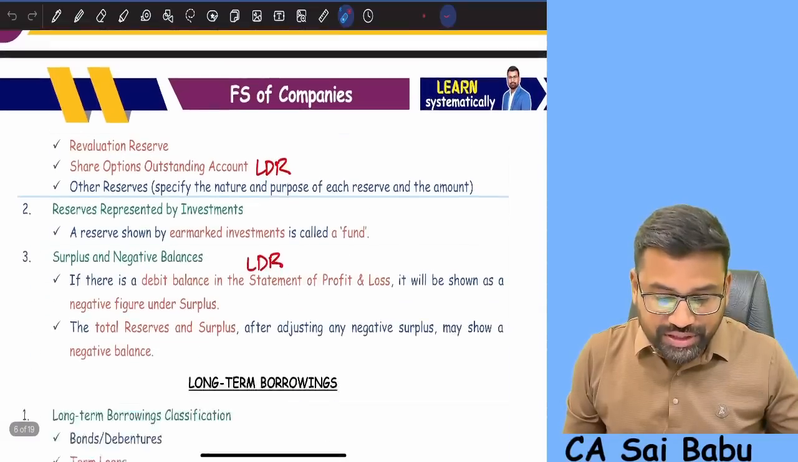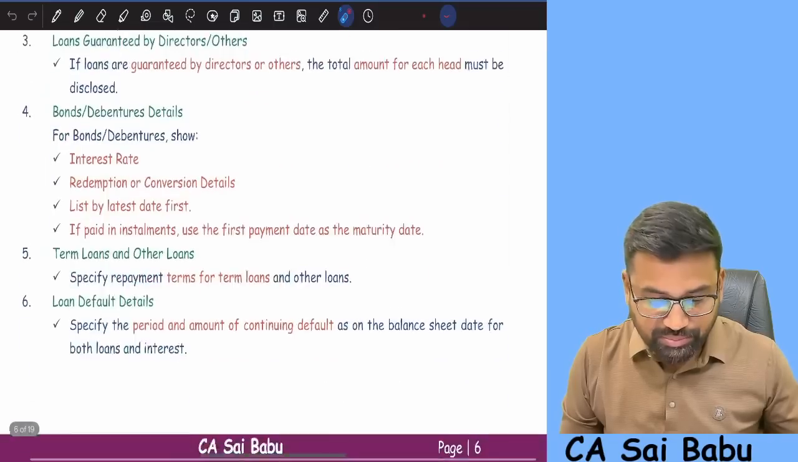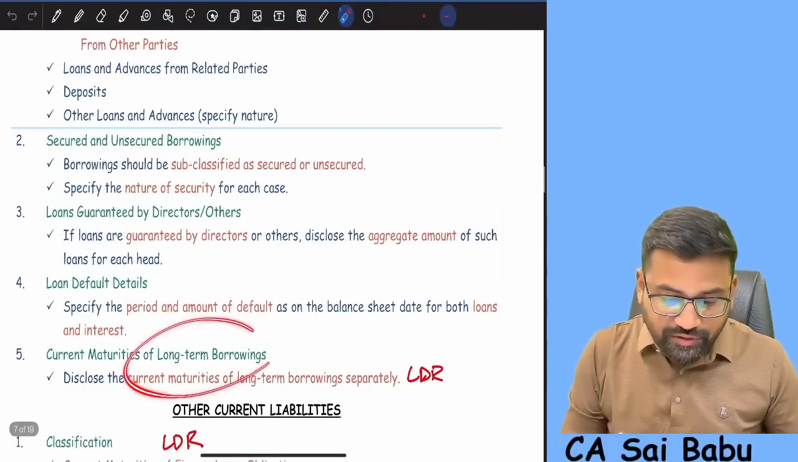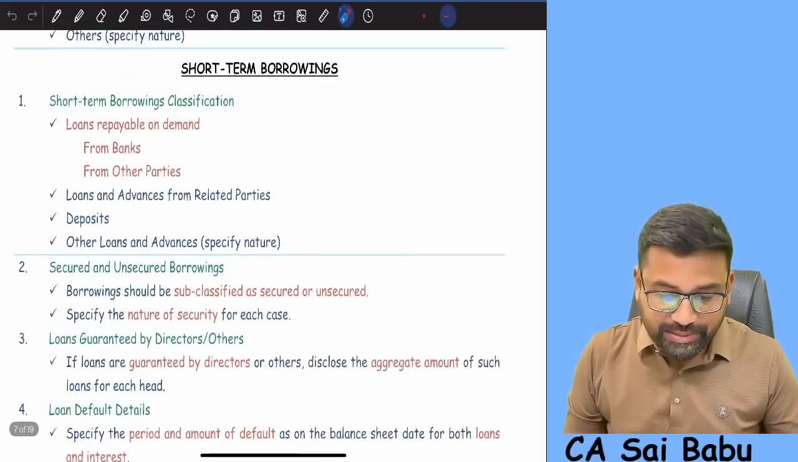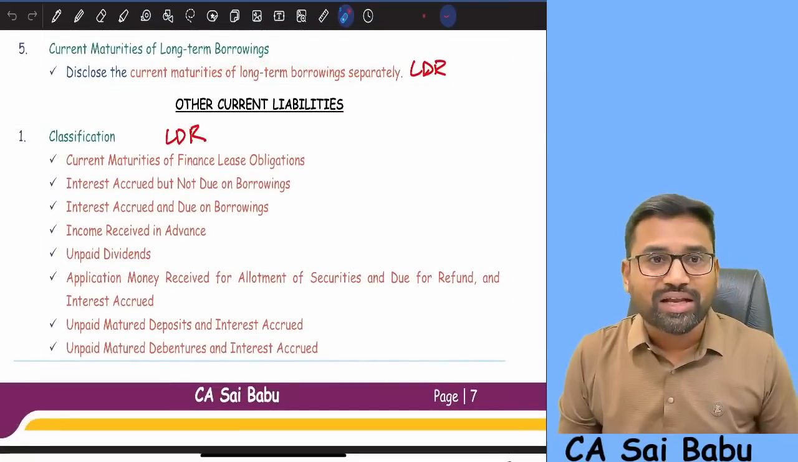And when it comes to reserves and surplus, even the P&L account debit balance we need to show as a part of reserves and surplus only. Okay. And then current maturities of long-term borrowings, I told you we need to show as a part of what? Short-term borrowings. Next, current liabilities, other current liabilities.